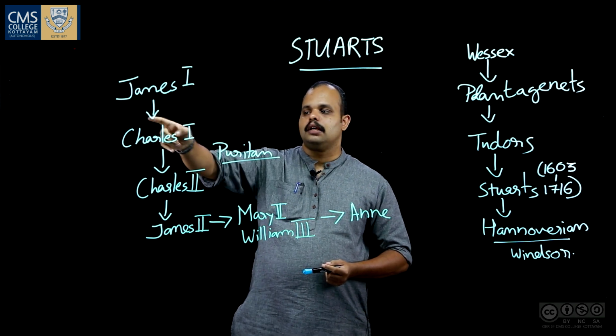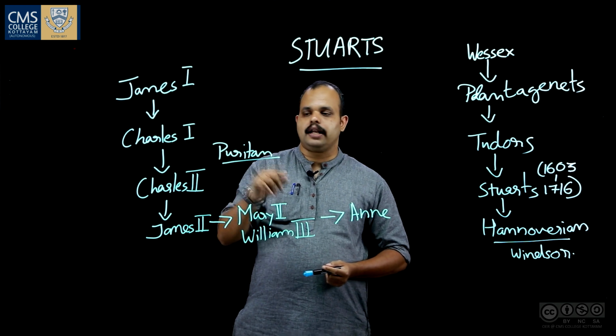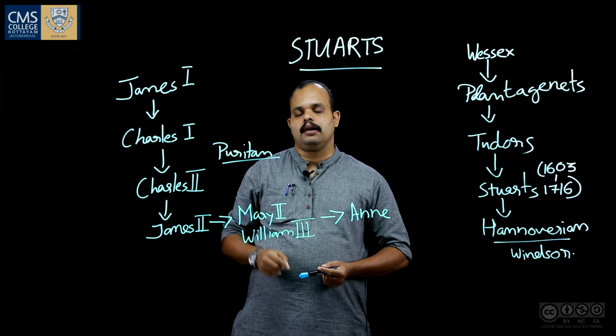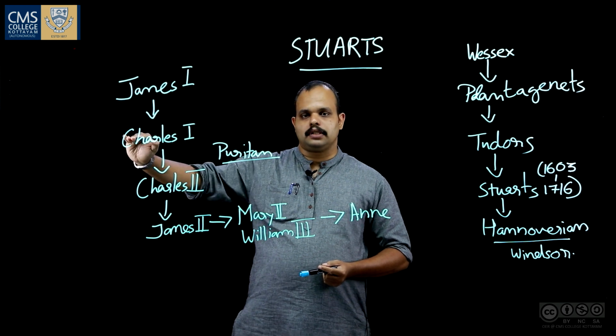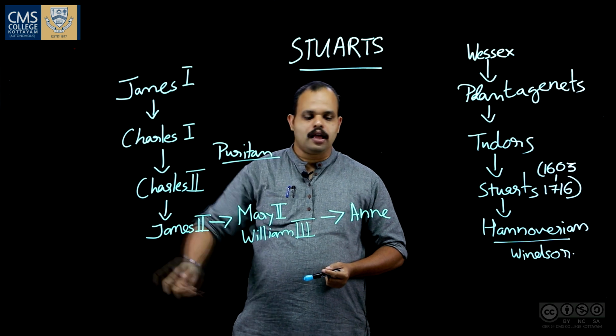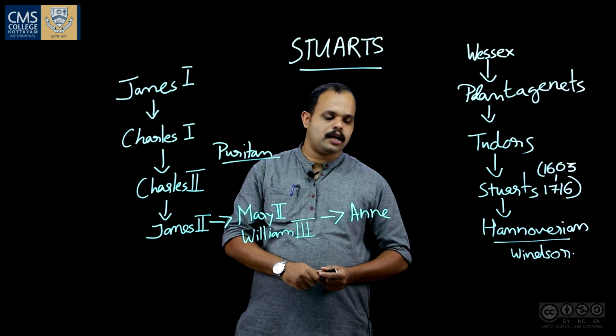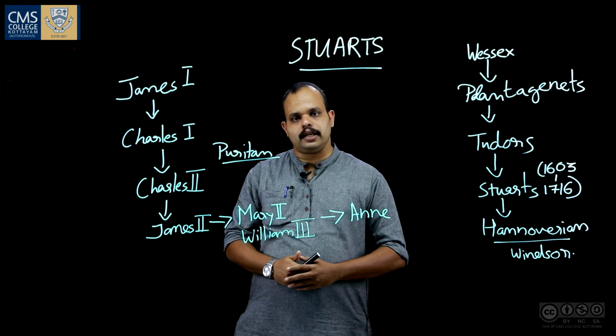So James's, Charles's sister, her name was Elizabeth. She was married to a German prince, who was the elector of Palatine, and her daughter Sophia, and Sophia's son George got the monarchy, and they formed the Hanoverian dynasty.